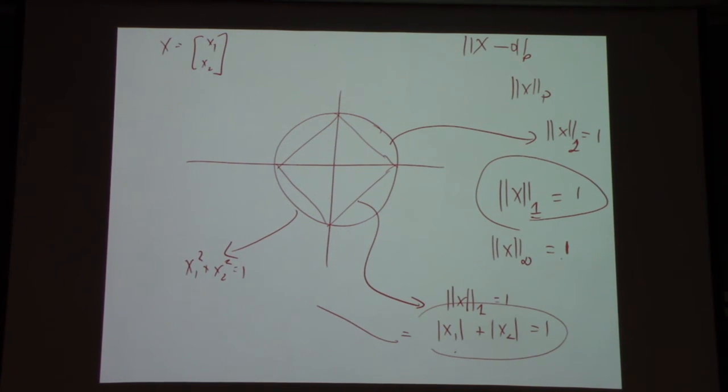So this is L2, this is L1. The intuition is, when p increases, this figure kind of widens out. When you go to L3, it will be a bigger figure. I don't know how to draw it, but it will be a figure that's actually outside the circle. As you go to infinity, it will be the square.